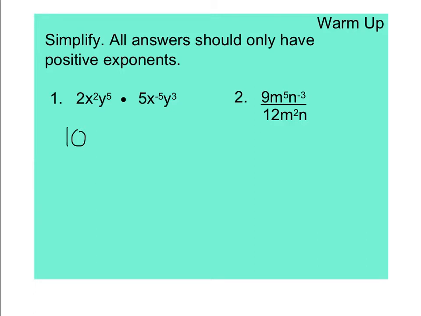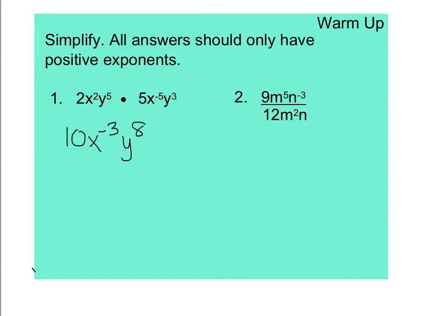Now I've got x's. Now these are the same base, so when we multiply them, we're going to add their exponents. So I'm going to go 2 plus negative 5. So that's going to be x to the negative 3. And then I've got y to the 5th times y to the 3rd. Same base, so I'm going to add their exponents, which gives me y to the 8th.